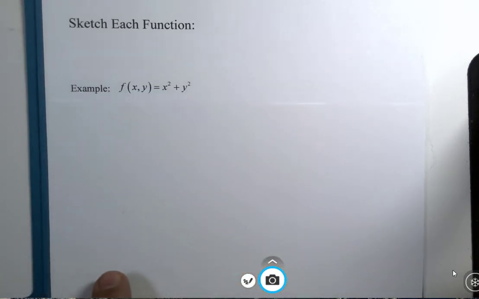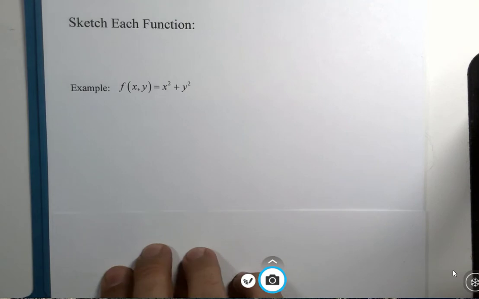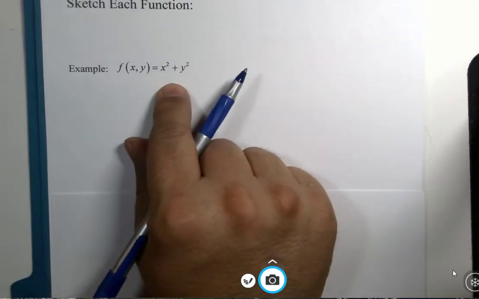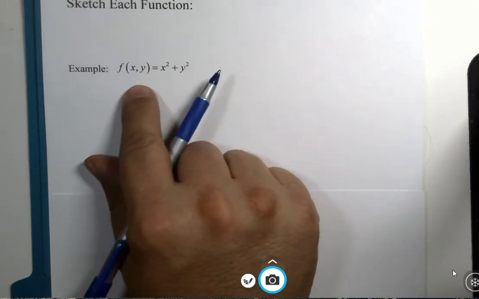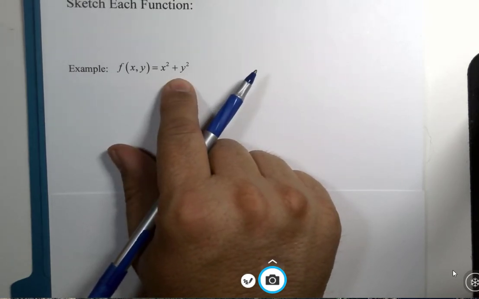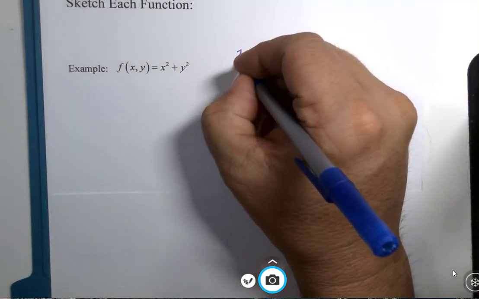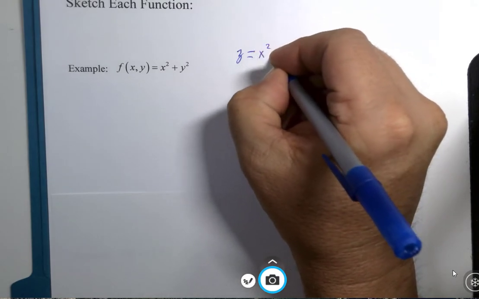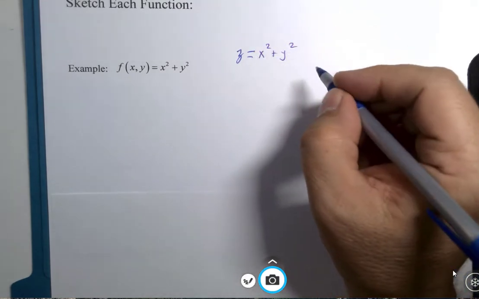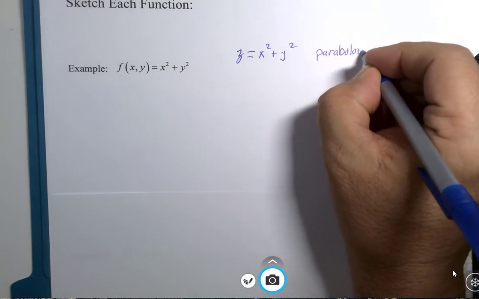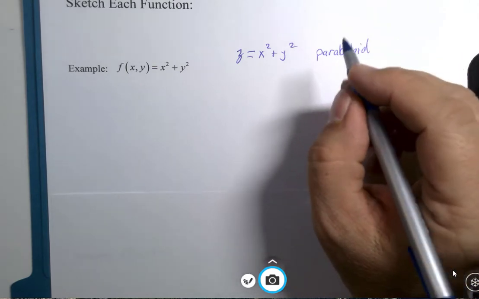So if we were to want to sketch the following function, first of all, if it were in my classroom, I wouldn't expect you to know what this is just by first time ever observation. However, this may not be our first time observing this. If we think about looking at this problem as z equals x squared plus y squared, well then I might remember that that is a paraboloid or a parabola bowl.